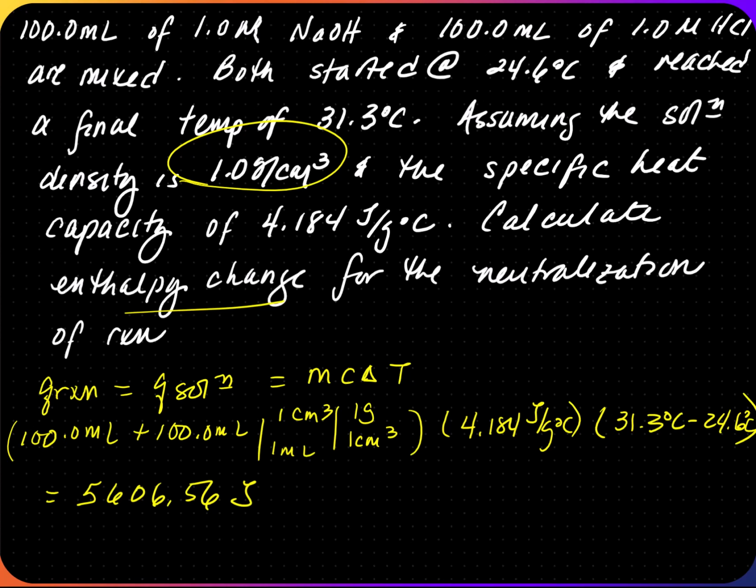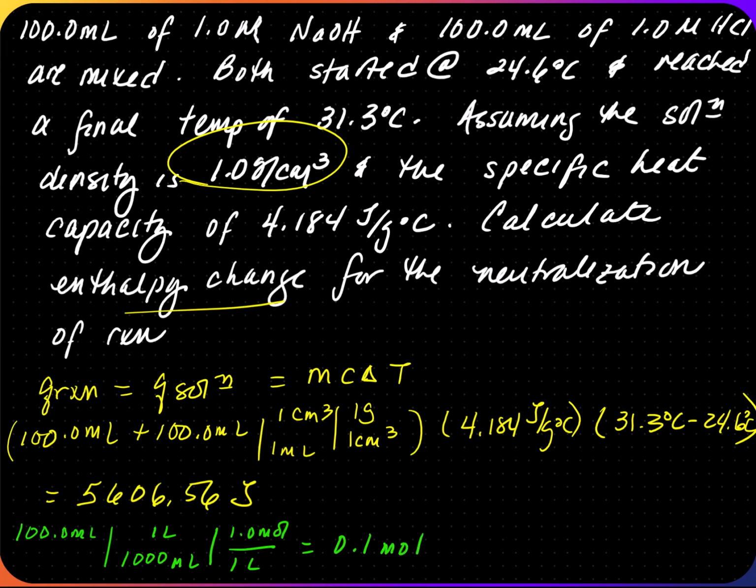It doesn't matter if you start with the sodium hydroxide or the hydrochloric acid, because since they have the same volume and molarity, there is no limiting reagent here. So I'm going to start with 100 milliliters of NaOH. I'm going to convert my milliliters into liters because molarity is always in liters, and 1 mole per 1 liter. This is equal to 0.1 mole.